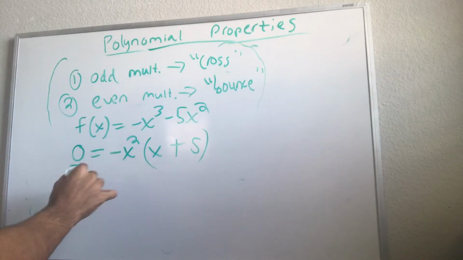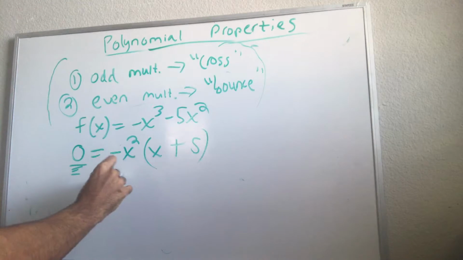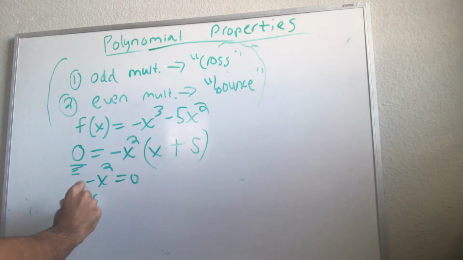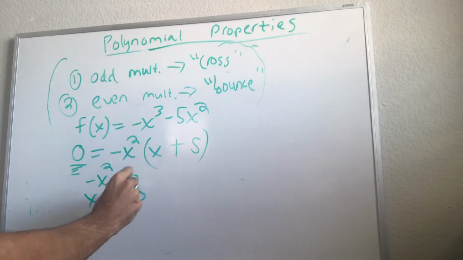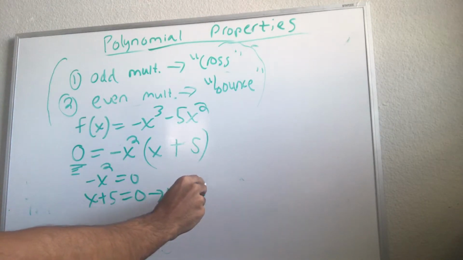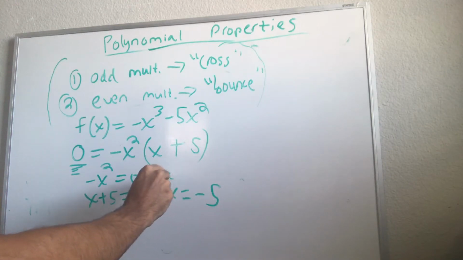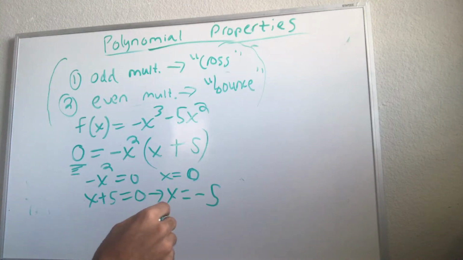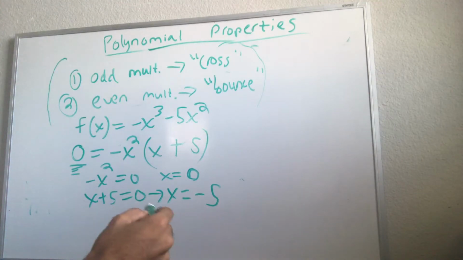Now, we want to set each factor to 0. So negative x squared is equal to 0, and x plus 5 is also equal to 0. So we see that x is equal to negative 5 here, and x is equal to 0 here. So we have 0 and negative 5 as our two zeros.